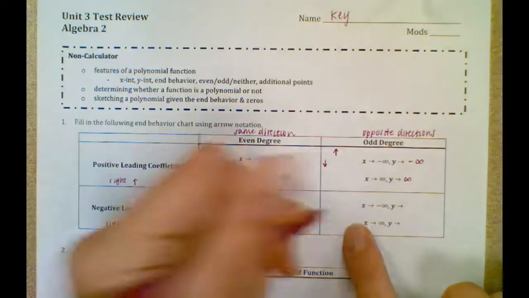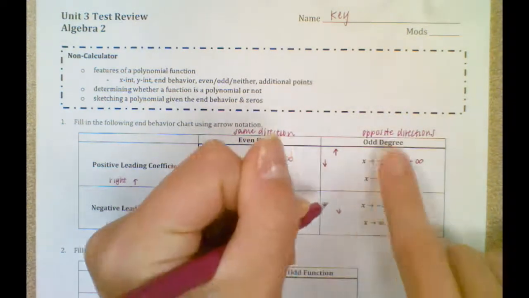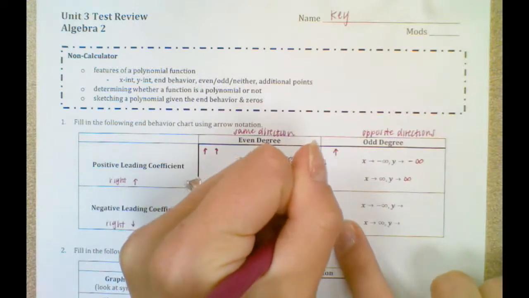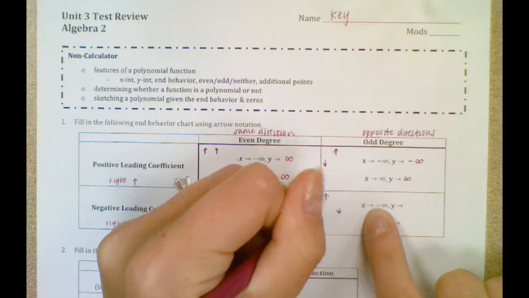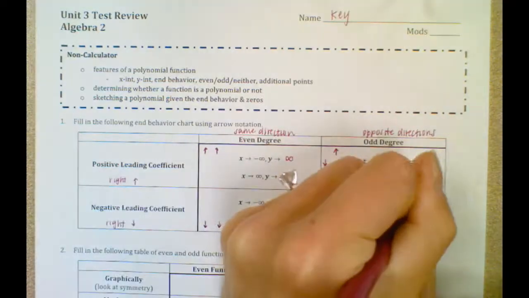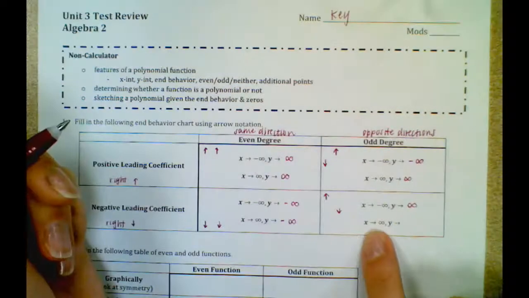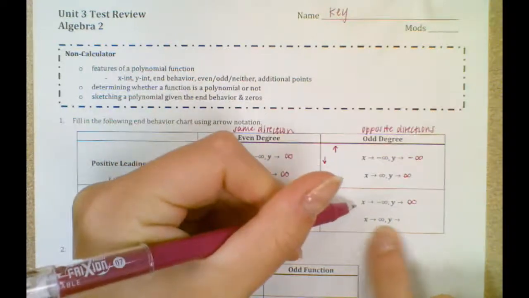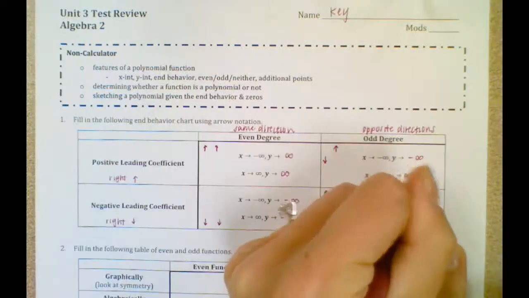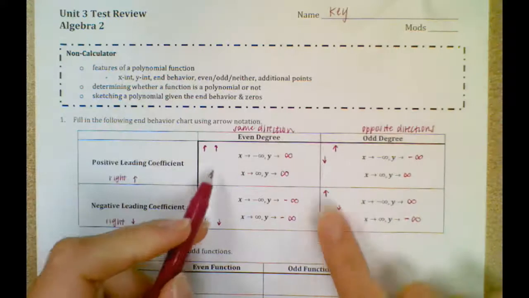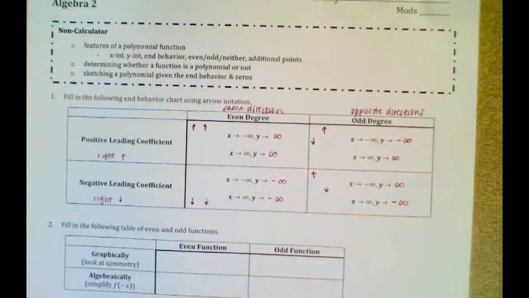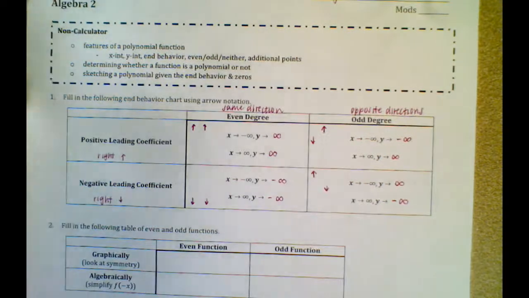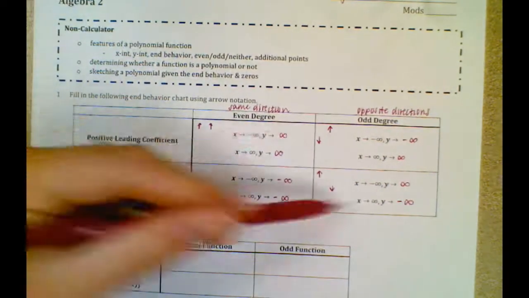Alrighty, a negative leading coefficient and an odd degree, that means I'm going to point in the opposite direction. As my x values go to the left, so negative infinity, my y values point up, so positive infinity. And as x goes towards positive infinity to the right, my y values are pointing down, so negative infinity. Okay, so if you can picture what the graph might look like, its end behavior, you can fill in that chart very easily, okay? Make sure you know how to write out this arrow notation, okay?